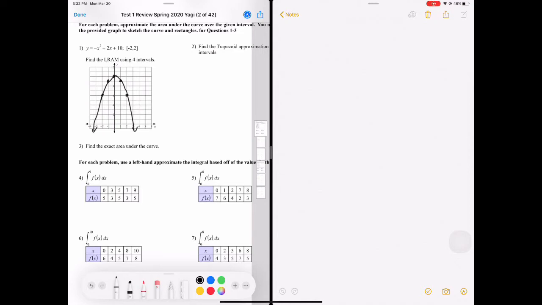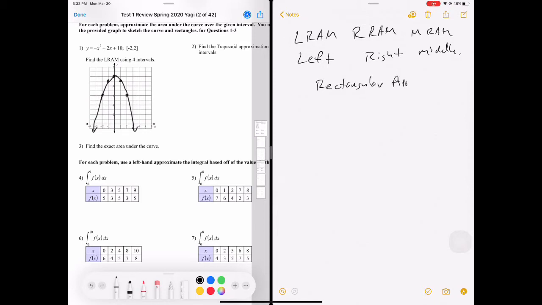Now, we were asked to use LRAM, and RRAM, and MRAM, which refer to left, right, and middle. RAM stands for rectangular approximation method. And that's fancy speak for just draw rectangles.